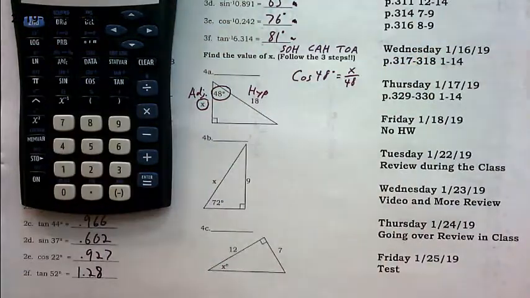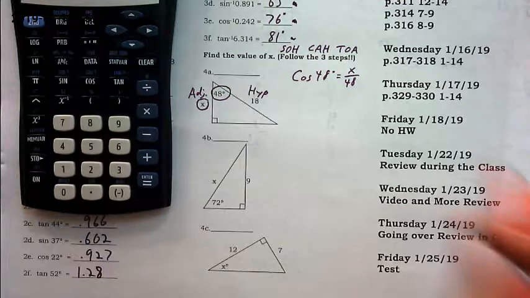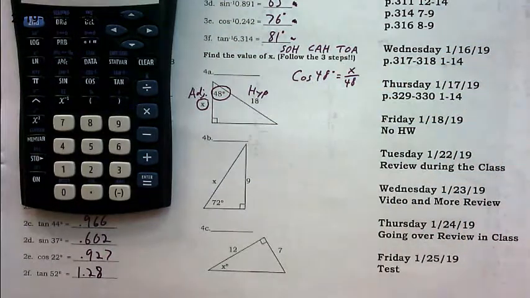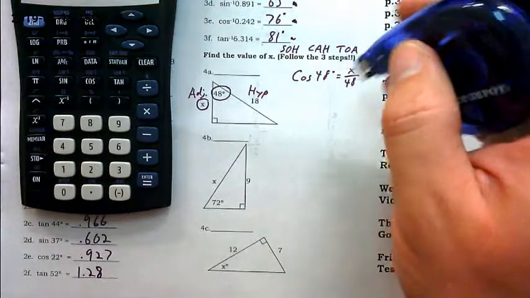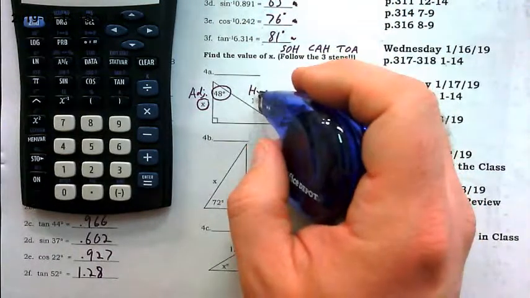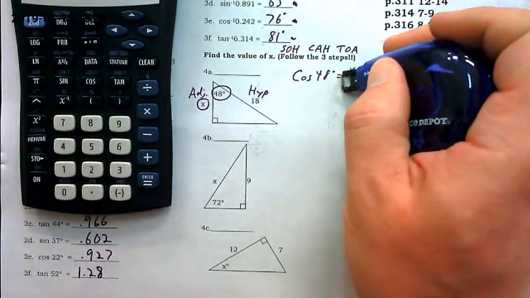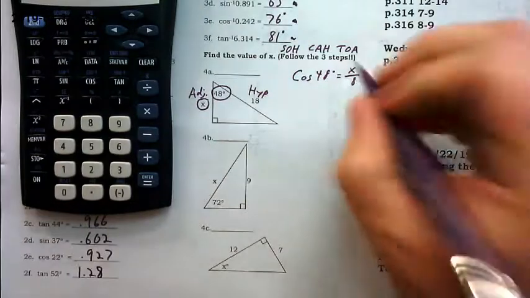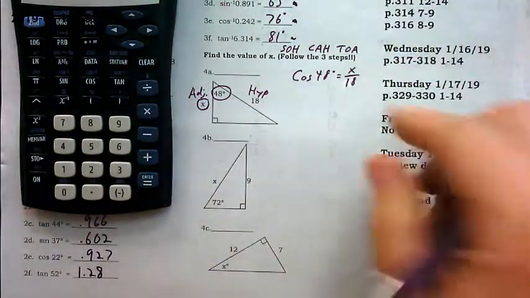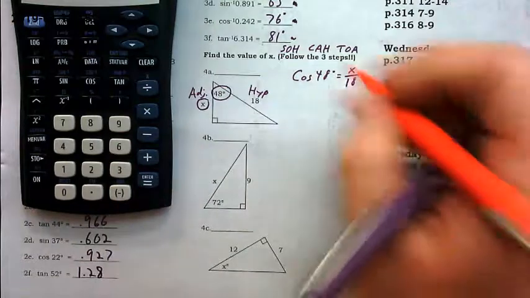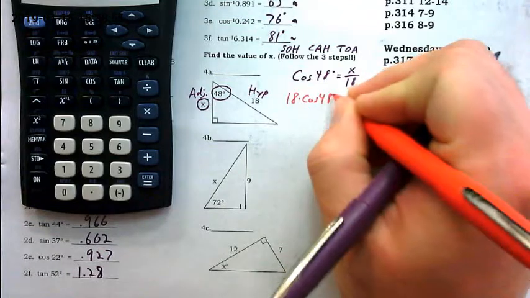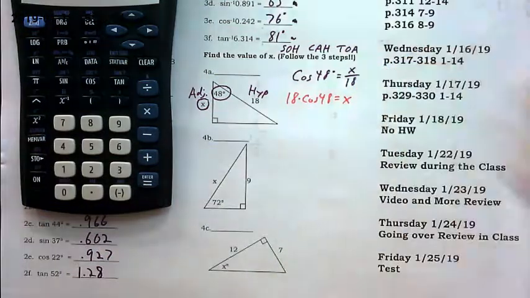Now, on this one, in order to get rid of the 48, because we want x by itself, we would take that 48 that we're dividing by and multiply it to the other side. Oh, actually, timeout. I wrote that wrong. That's not supposed to be 48. That's supposed to be 18. The hypotenuse was 18. Copied the angle measure again. So, sorry, multiplying the 18 to the other side. So we have 18 times cosine of 48 equals x.